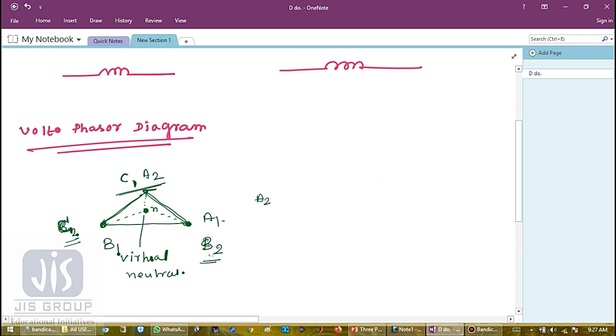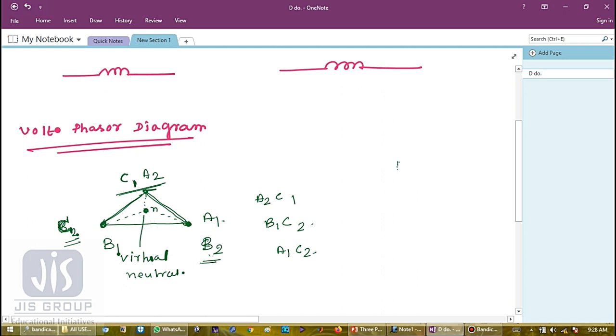A2 C1 connected, B1 C2 is connected, and A1 C2 is connected. Okay. So it is a zero phase shift, group 1 position. So secondary will also be the same. So secondary, there will be no phase difference.